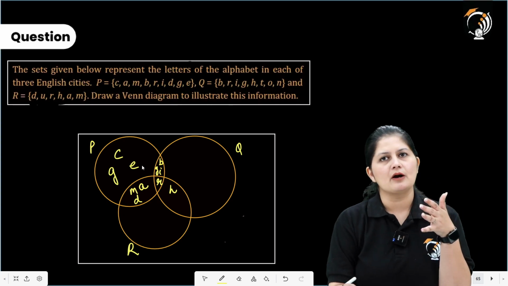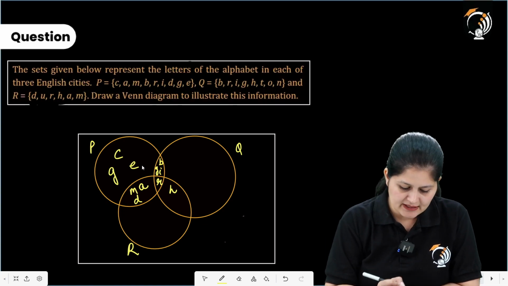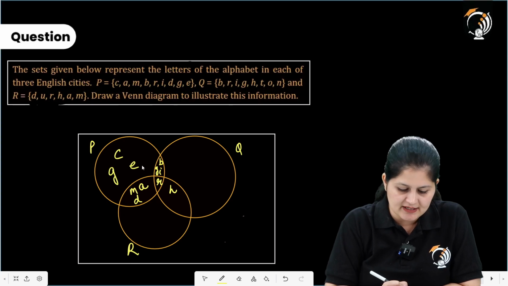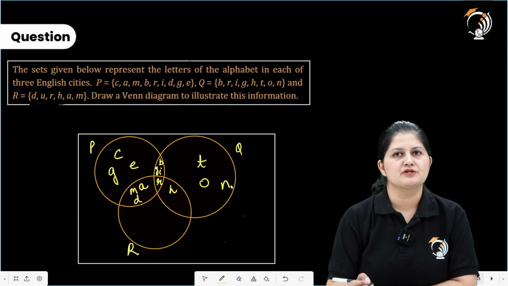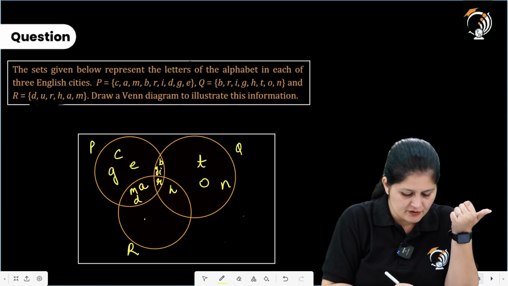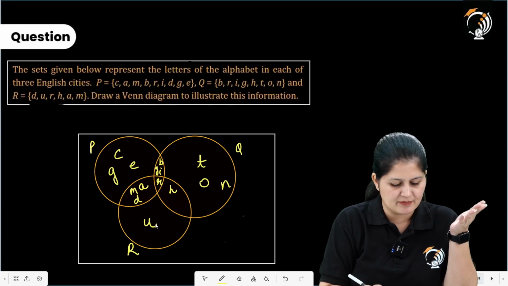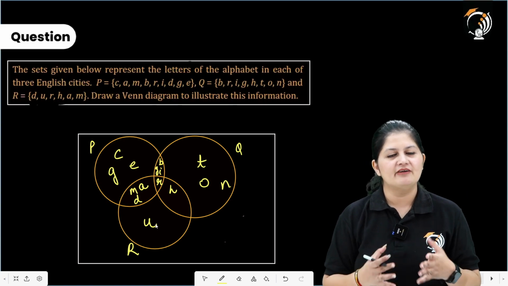Further, let's talk about what all elements are left in the set Q, right? So B is done, R is done, G is done, I is done, H is done, right? T we are left with, O we are left with, and N we are left with. Okay. Let's talk about the elements of R. So D is done, U is not there, so we are going to write U, R is done, H is done, A is done, and M is done. So this is how we are going to make the Venn diagram of the given elements.